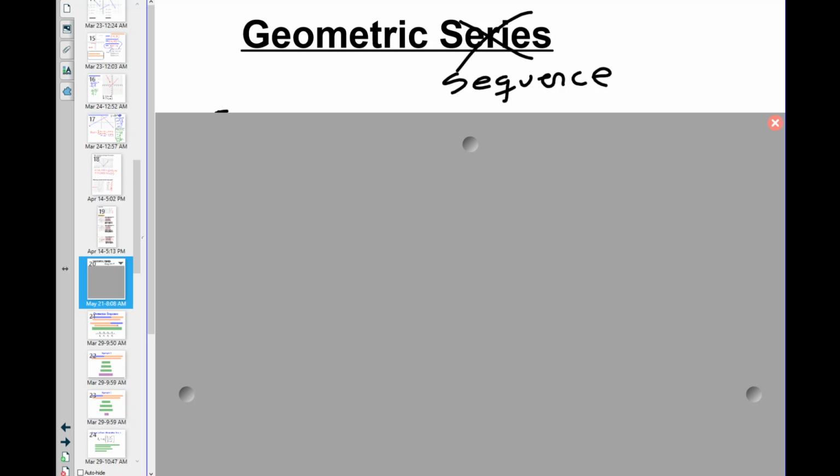And since we're all learners, we don't just memorize things for short amounts of times, but we learn them and retain them. Can anybody tell me here what a geometric sequence is?